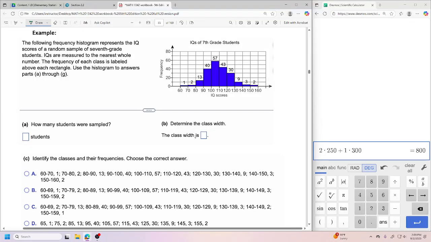So we have IQ scores. And what that looks like here is a bell curve, a symmetrical bell-shaped thing. These are the questions we're going to have to figure out. It says how many total students were sampled. What am I going to do to find that? How do I find the total? It looks like a whole lot of numbers. What do I do? Add them all up. You got it.